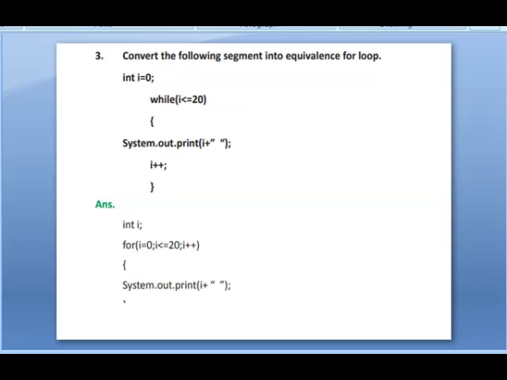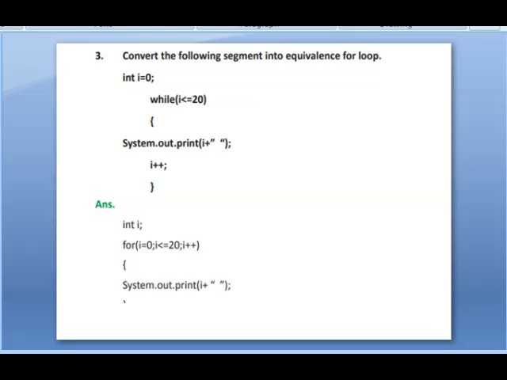Next is question number 3. Convert the following segment into an equivalent for loop. The given program segment is in a while loop. We are going to convert it into a for loop. Okay. For loop syntax is the initial value, then test condition, then incrementer or decrementer operator, and print the value.